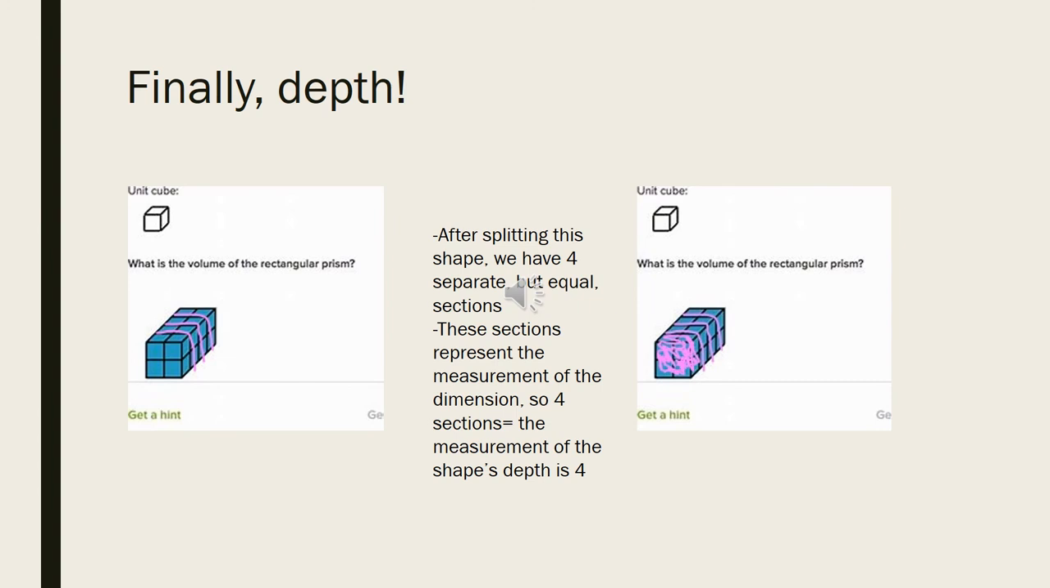So now we can finally find our depth for our shape. And for this, we cut it a little bit differently. We don't split it straight down the middle like we did for length and for height. But for depth, remember, the definition of depth is the measurement of how deep an object is. So we're literally just cutting at the sections that go back. So we've created about 4 separate but equal, as per usual, sections for this shape, meaning that the measurement of the dimension of depth for our rectangular prism would be, what is it? 4. You guys are geniuses. You guys are such geniuses.